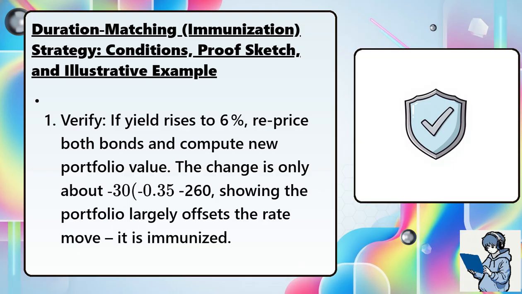4. Verify. If yield rises to 6%, reprice both bonds and compute new portfolio value. The change is only about -$30, negative 0.35%, while the liability's present value falls by -$260, showing the portfolio largely offsets the rate move. It is immunized.